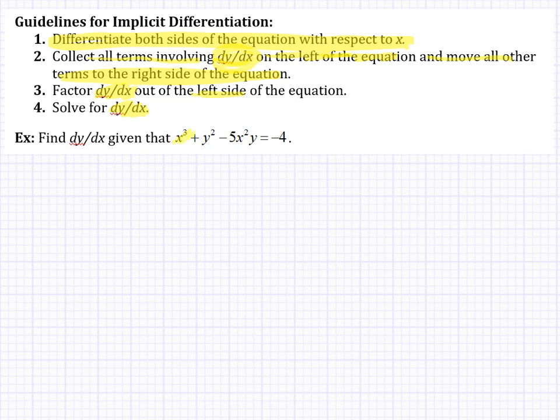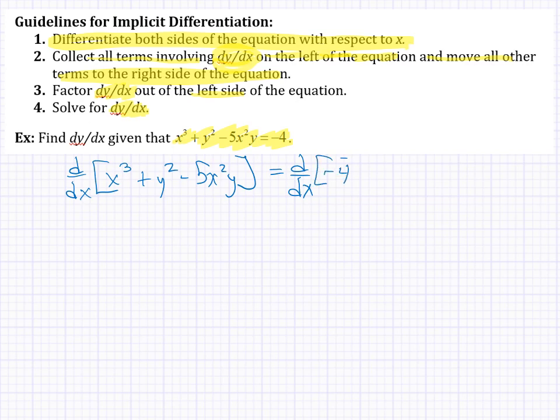So here is an implicit equation. Okay. It's not a y equals equation. It's an implicit equation. So what are we going to do? What we're going to do here is we're going to take the derivative with respect to x of both sides of the equation. So it's x cubed plus y squared minus 5x squared y, and the derivative with respect to x of negative 4. Okay?